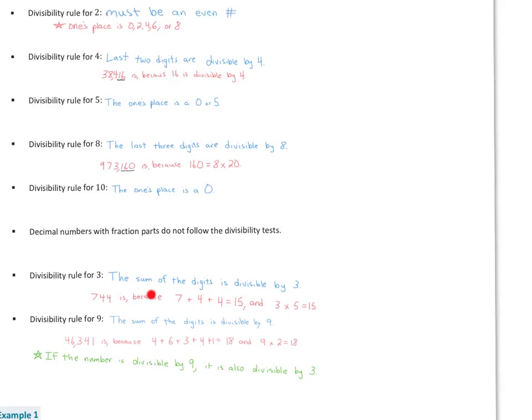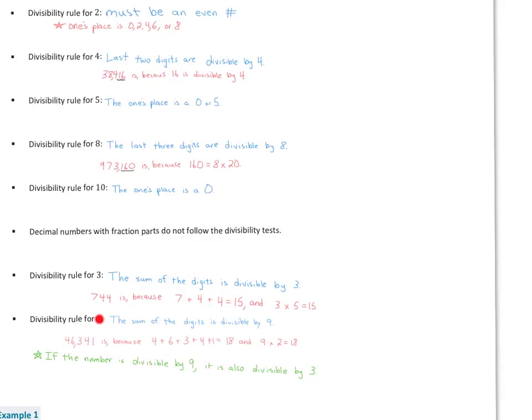For 3, I add the digits up. If the digits add up to a multiple of 3, or a number that is divisible by 3, then the whole number is divisible by 3. So in 744, 7 plus 4 is 15, and 3 times 5 is 15. So 15 is divisible by 3, therefore 744 is divisible by 3.